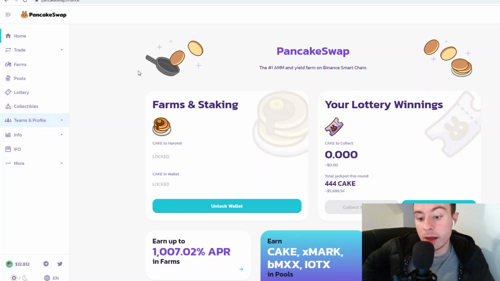PancakeSwap is the largest decentralized exchange in terms of volume at the moment. So let's start off with what PancakeSwap is. Now, PancakeSwap is a decentralized exchange where people like me and you can provide liquidity for other normal people to essentially trade between tokens. A centralized exchange, as an example, is something like Coinbase, something like Kraken, something like Binance. And a decentralized exchange is something like PancakeSwap, Uniswap, or Mooniswap. And there are a number of other exchanges out there.